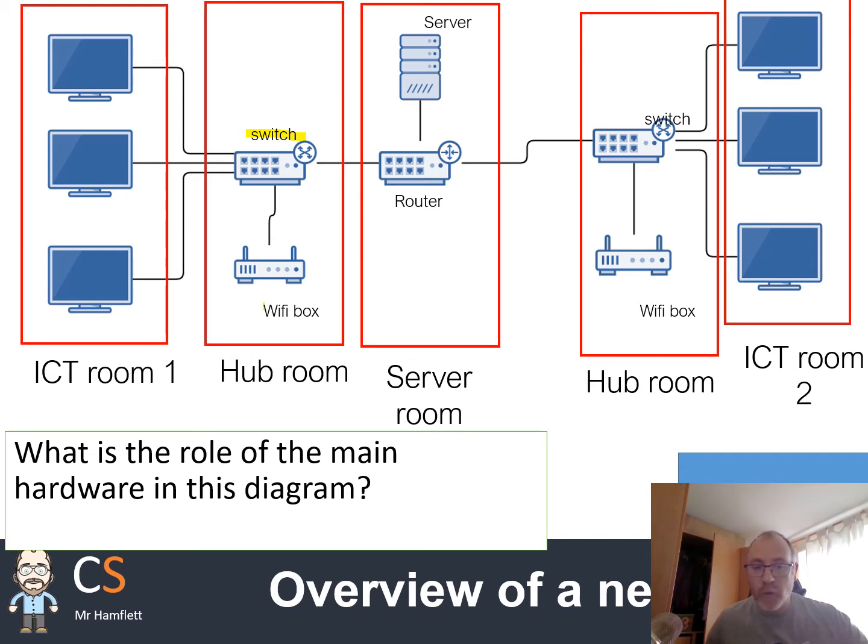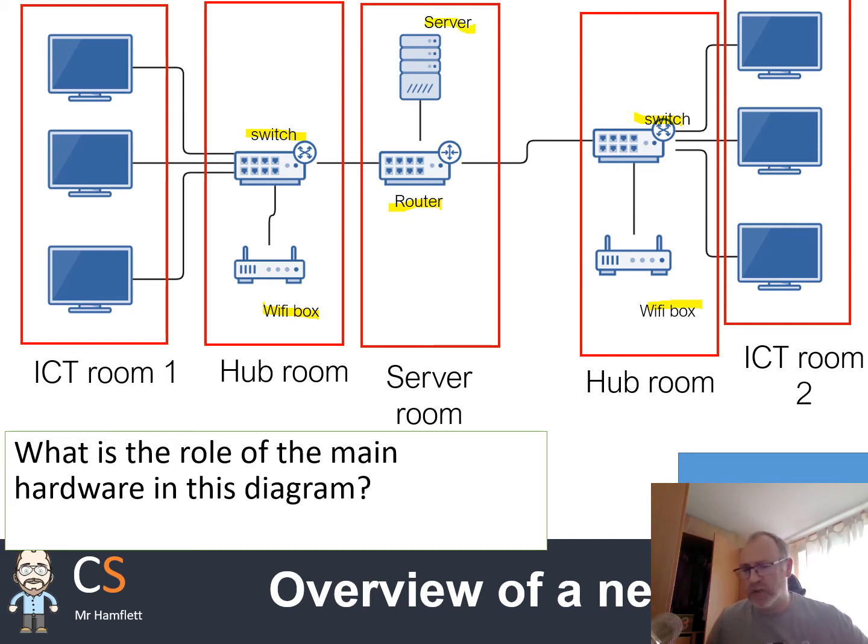We'll then have a wireless access point. I've called it a Wi-Fi box in the diagram, but it's a wireless access point. This is where wireless devices such as iPads or phones, anything that uses Wi-Fi to connect to a network, would connect to. Then we have a router, which is then used to connect to a wide area network, or as we have come to understand, the internet. And this is mirrored on the other room. So each piece of hardware has a specific role to play, and we're going to explore those in a bit more detail. We also have a server.